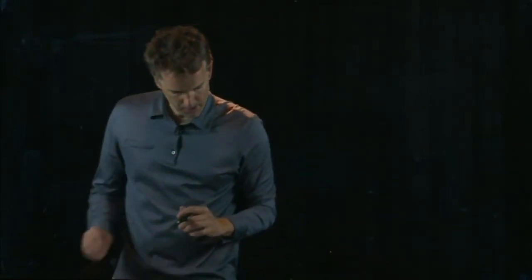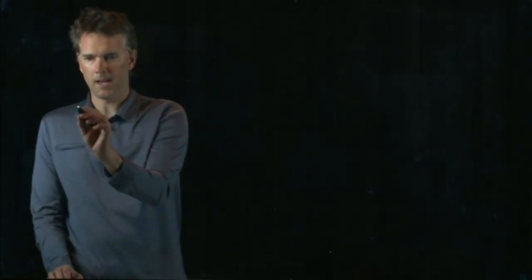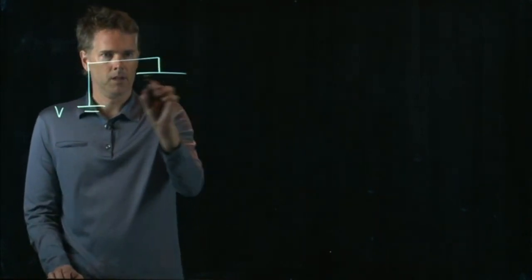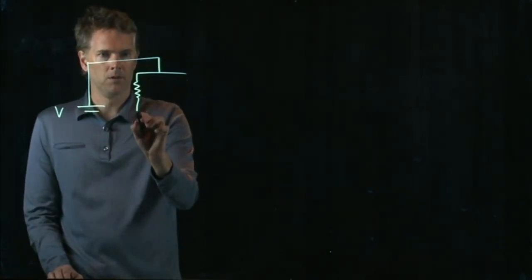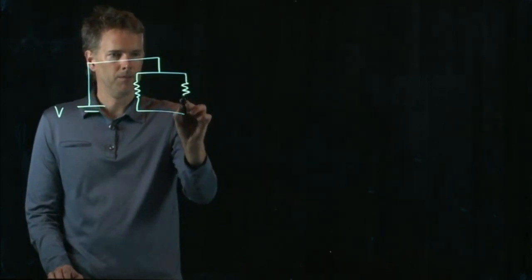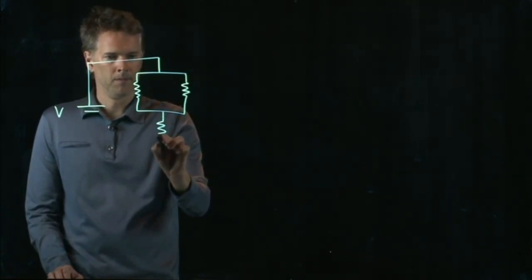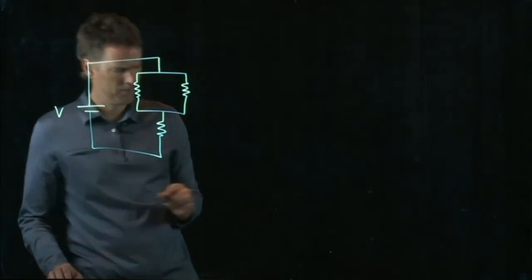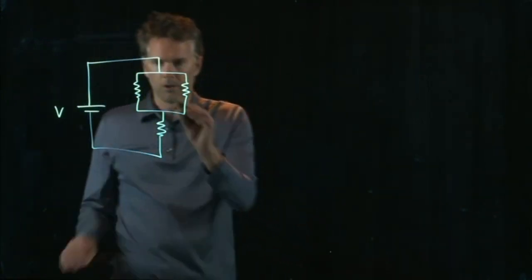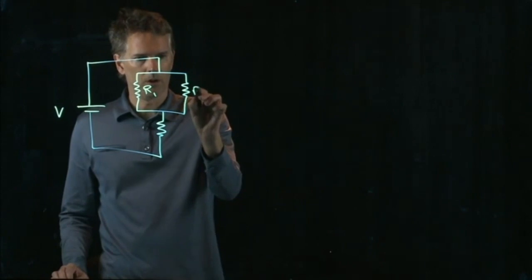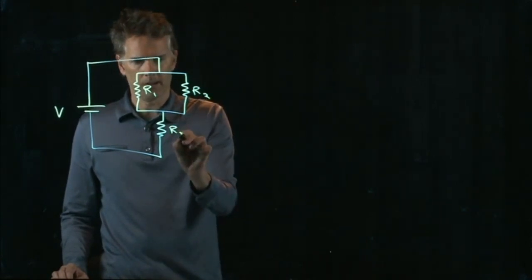Okay, so let's redraw the circuit the way we had it. We had voltage, V, and then we had 2 in parallel, like so. And I think these were R1, R2, and R3. Is that how we had it, guys?